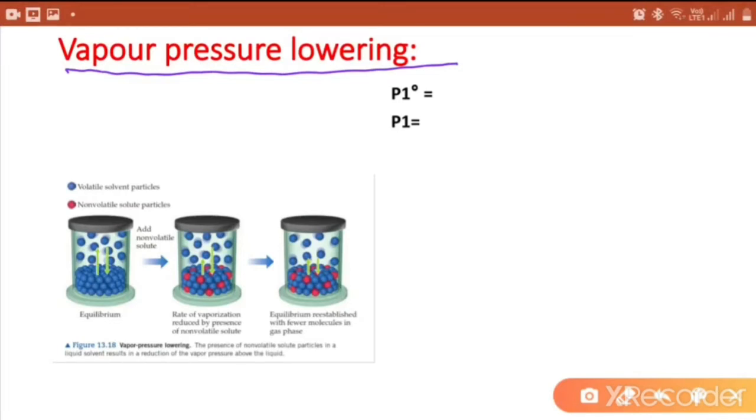See the figure. The first figure contains a volatile liquid, volatile solvent particles, which vaporize. In the vaporization, vapors are present and liquid is present, both in equilibrium. That equilibrium is called thermodynamic equilibrium, and the vapor pressure is more.